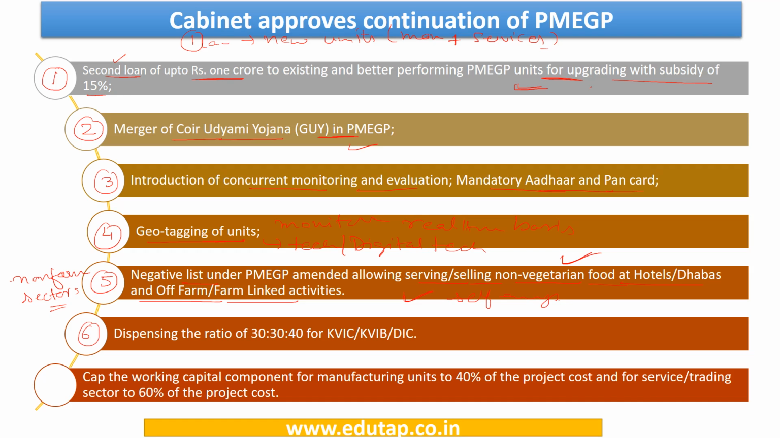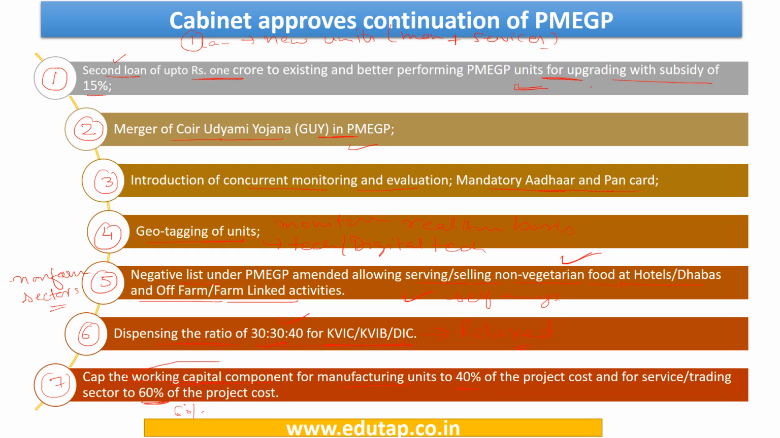Similarly, sixth is relaxing the ratio of 30:40 for the 3 institutions that are going to implement the scheme. For this, the funds were to be provided by each of these in this proportion, but now this has been relaxed to some extent. And the seventh change made is that the working capital component for manufacturing units has been capped to 40% of the project, and for service it has been capped to 60% of the project.